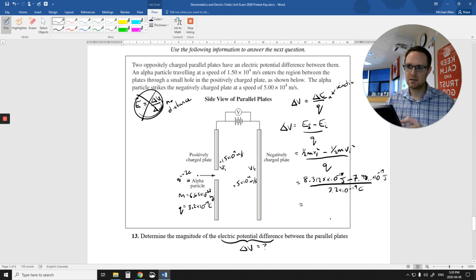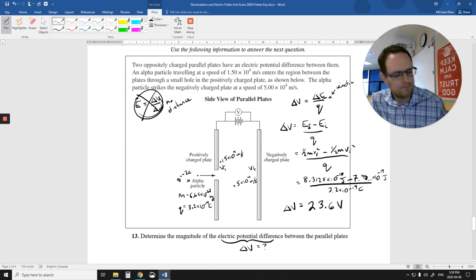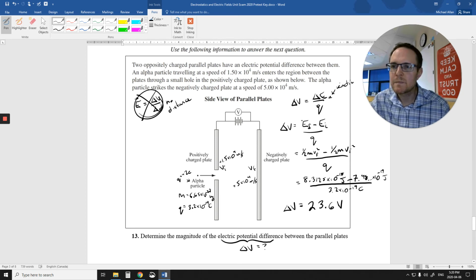So I get 23.6 volts. There we go. Hopefully I did that correctly. If I didn't, you guys will tell me in the comments. I know you will. Okay.